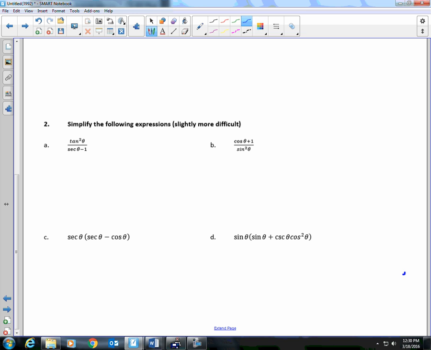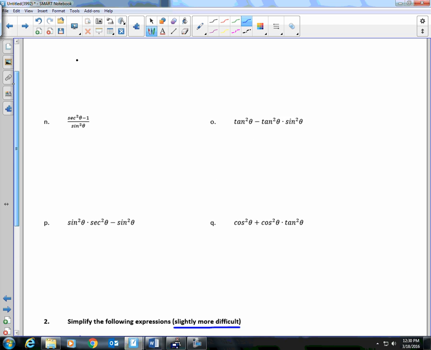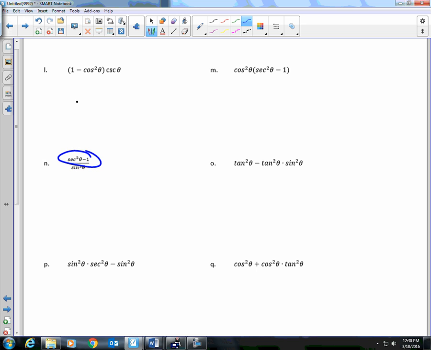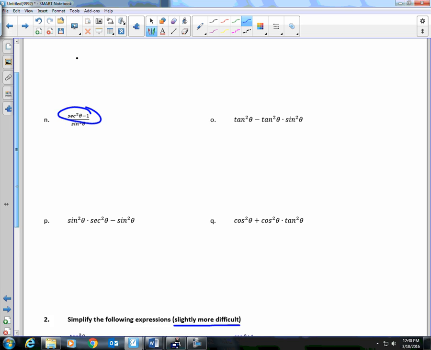So, I start with tangent squared over secant of theta minus 1. Can you identify what's different about this problem compared to the ones we did yesterday? Yes, very good. Slightly more difficult, the directions. Nice job. What else? So minus 1. I think I had a secant squared minus 1. Kind of looks like that, right? What's different?